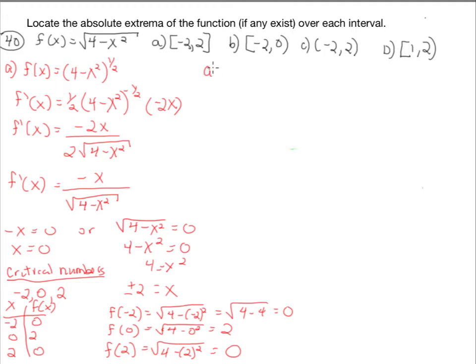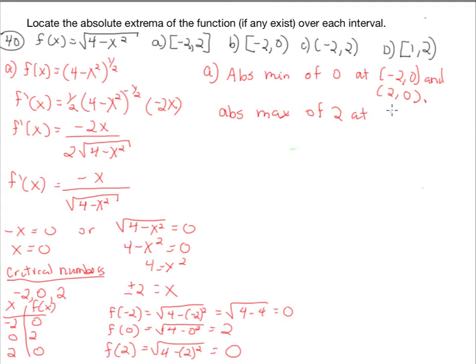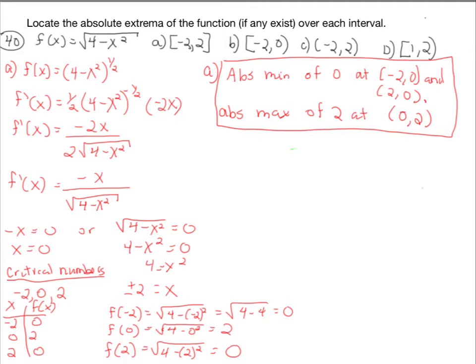So let's look at A. We have a closed interval from negative 2 to 2, so that means we do have an absolute minimum of 0. But this absolute minimum occurs at 2 points. It's okay for it to occur at multiple points, but our absolute minimum value is only the 0. Our absolute maximum is 2, and that occurs at the point (0, 2).